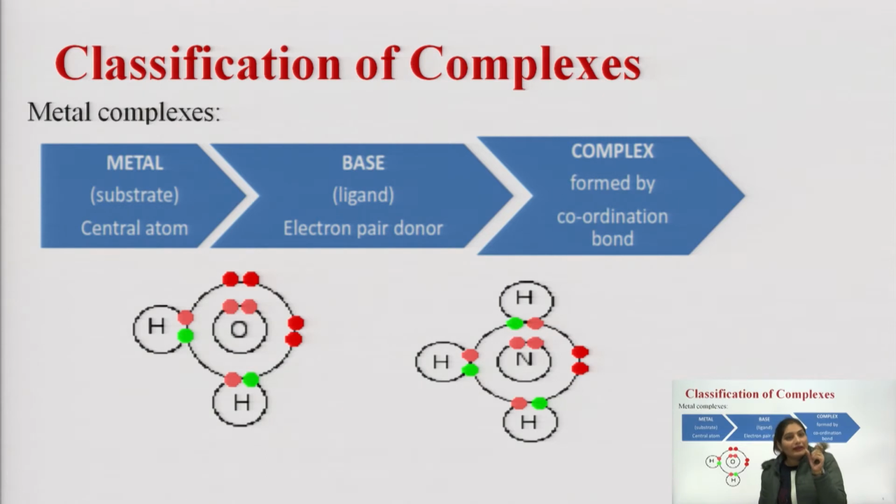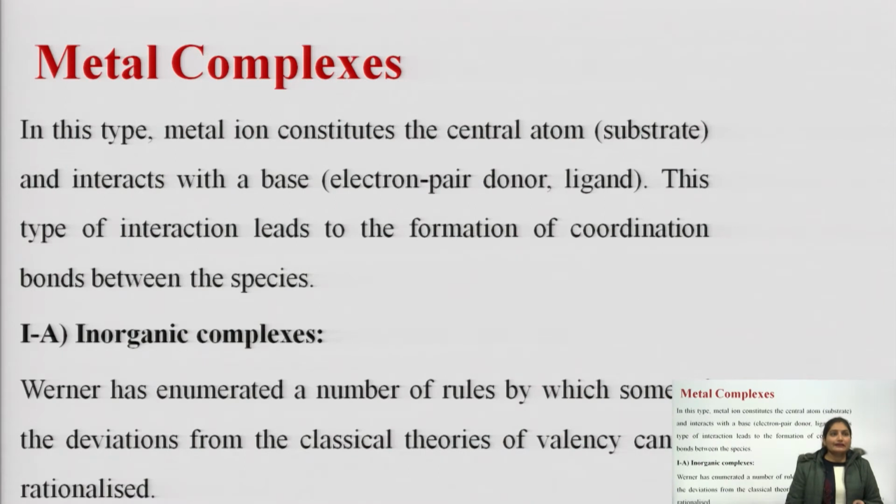Okay. In case of metal complexes, there is a metal ion. In this type, the metal ion constitutes the central atom or substrate, and it interacts with a base. And what is this base? This base can be an electron pair donor, also known as the ligand. So, this type of interaction leads to the formation of a coordination bond between the species. What are these species? Metal ion and the ligands.